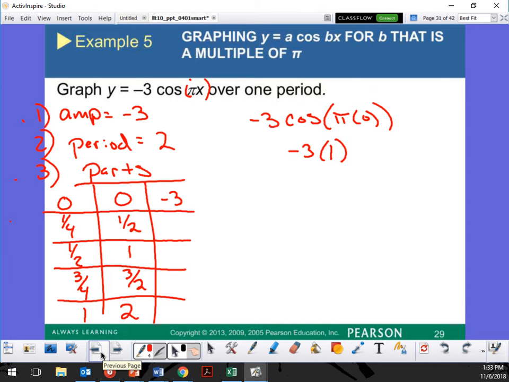Is it supposed to be -1? The cosine of 0 is -1. No, it's not. Okay, find 0 on your unit circle. Find 0. No, that's not 0. Keep going. Yes, that is 0 right there.